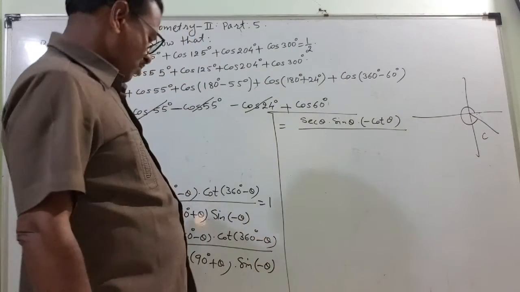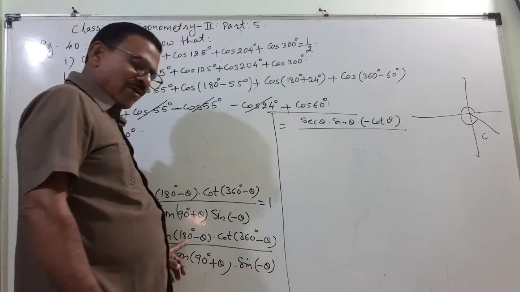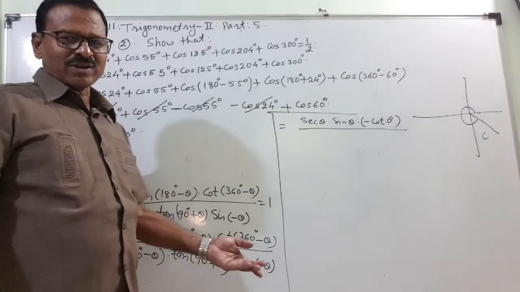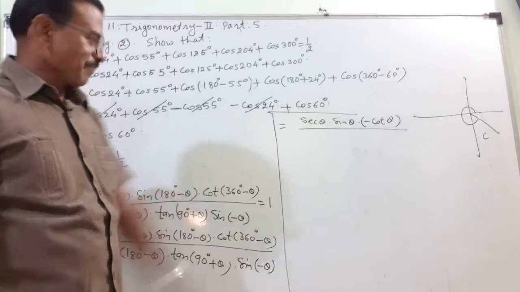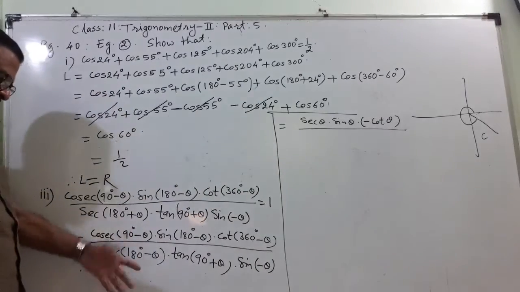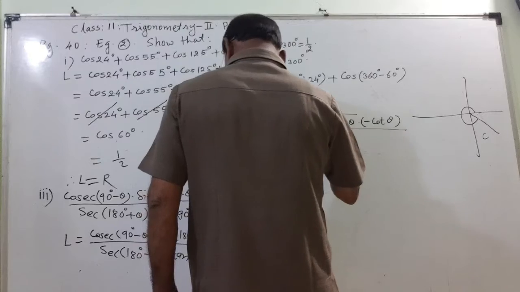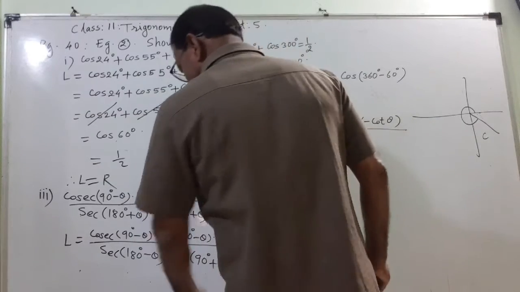Understood? If I subtract or add 180, nothing happens. Similarly for 360 also, the ratio remains the same. Now this sec will remain sec, because it is subtracted from 180.